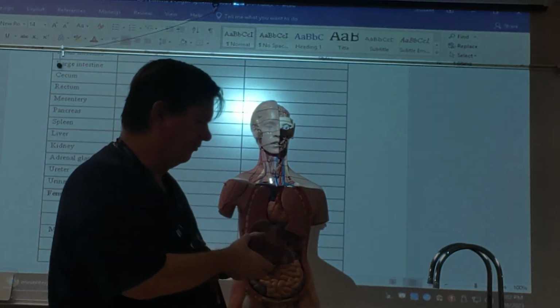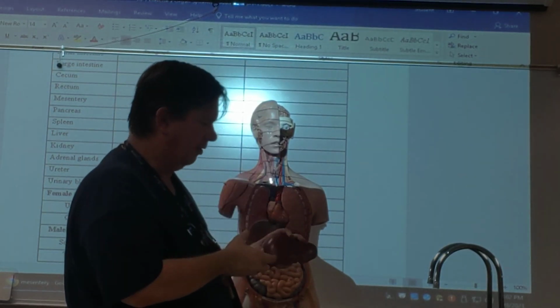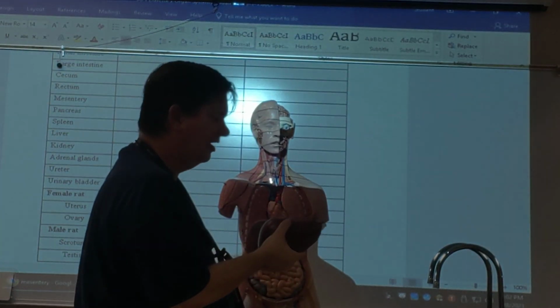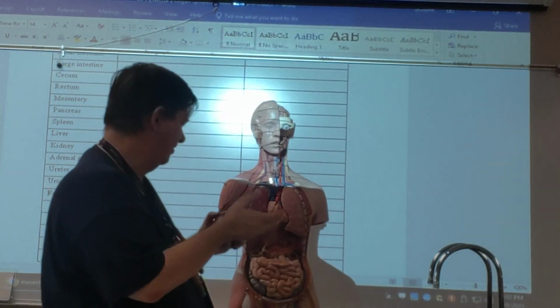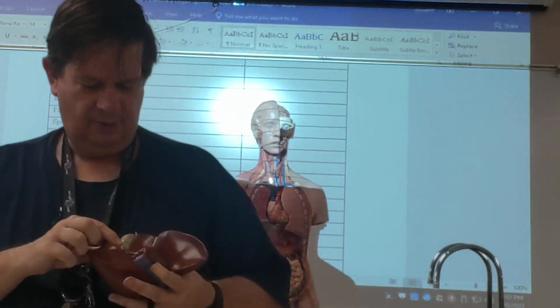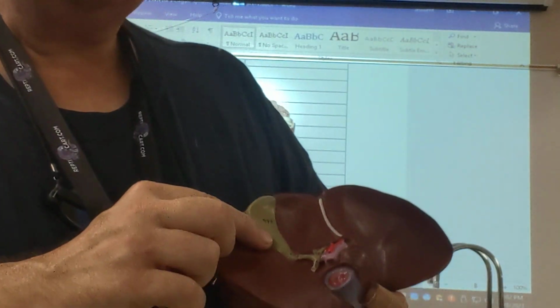But the one it's famous for is filtering out waste and neutralizing, detoxifying things that are bad for the body. But it does other things too. If you look right here, this is a gallbladder.